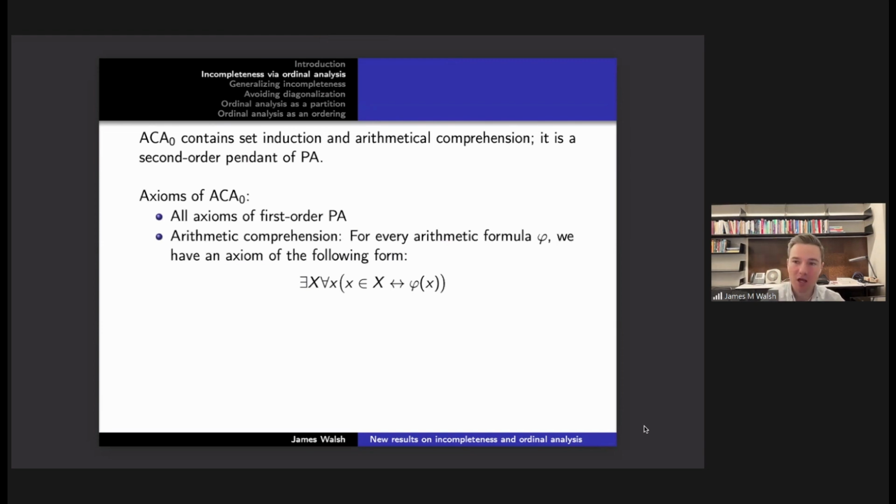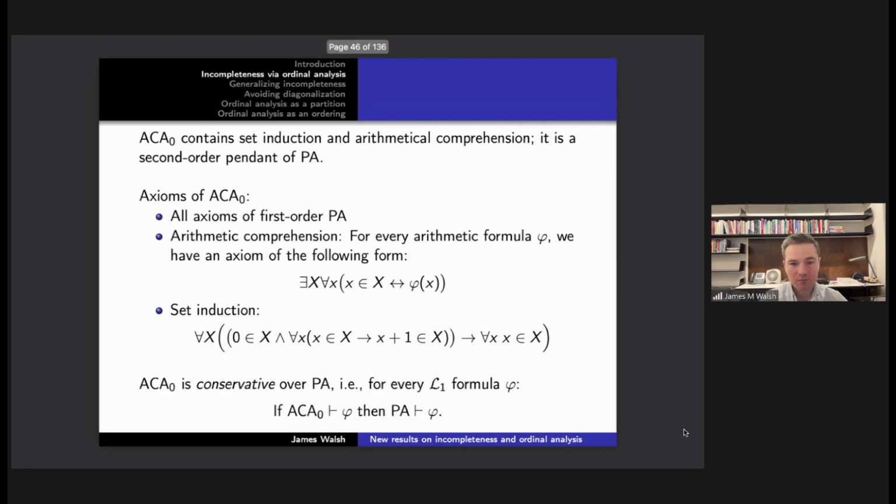We have this arithmetic comprehension schema. So for every arithmetic formula phi, we have an axiom which tells us there exists a set containing all and only the phis, right? So there exists a set X such that for every number little x, x is in big X if and only if little x has the property phi. So for every arithmetic formula, we get an axiom telling us that it defines a set. And then we have induction stated as a single sentence. Because we can quantify over sets, instead of using an induction scheme, we can get by with the single induction axiom.